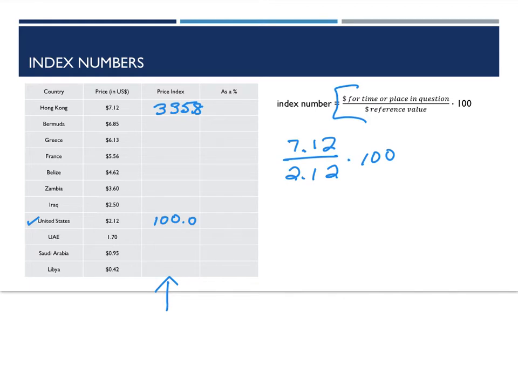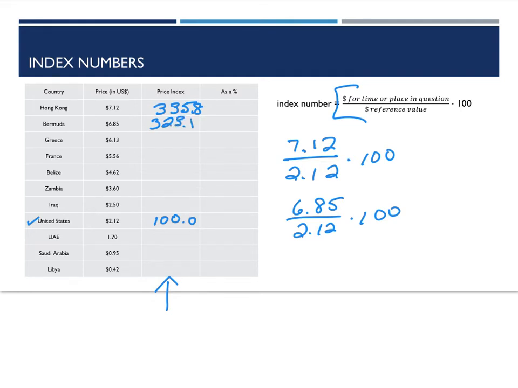Now, if I want to find the price index for Bermuda, the only thing that changes in this formula is the top number, because for the entire chart the reference value has to stay the same. So the bottom's going to stay the same. All that's going to change is the top. So if I do this formula with 6.85 on top, that gives me 323.1 as my price index.